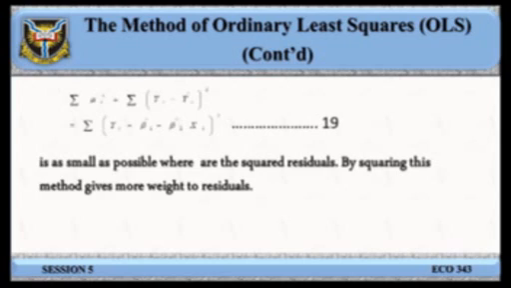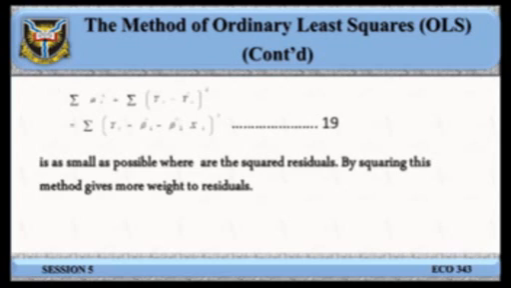The adoption of the least squares criterion would help to avoid some problems that are associated with the residuals.